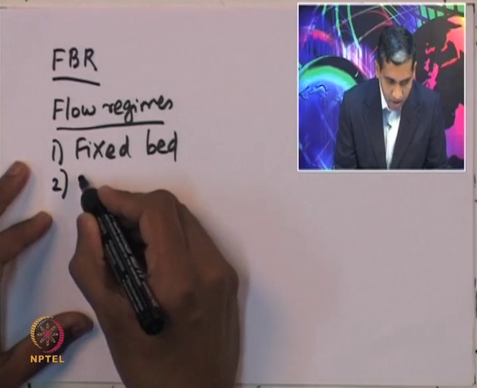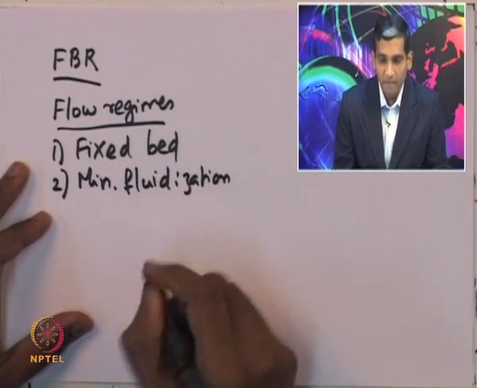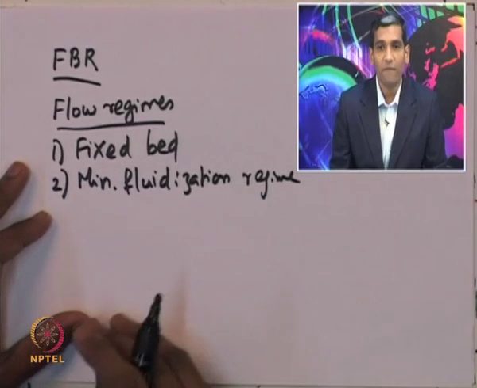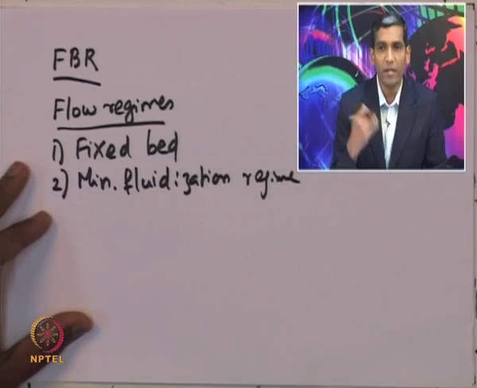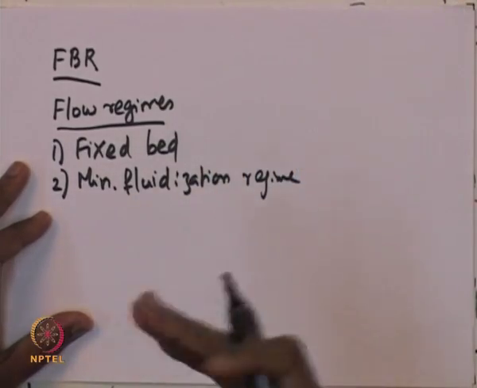Then the second regime is called the minimum fluidization regime. In this regime, the velocity of the fluid is just sufficient to offset the gravitational force, that is, the drag force that the particles experience because of the flow of this gas, which is being flown into the bed at a certain superficial velocity u naught. Then the drag force is just equal to the gravitational force exerted by the catalyst particles. Then the particles start rising, or they get fluidized, and that minimum velocity is called the fluidization velocity, and the regime is called the minimum fluidization regime.